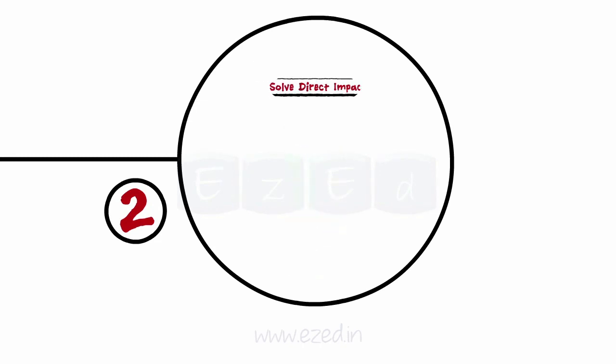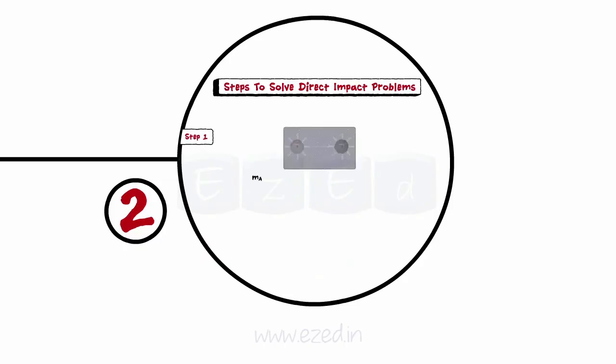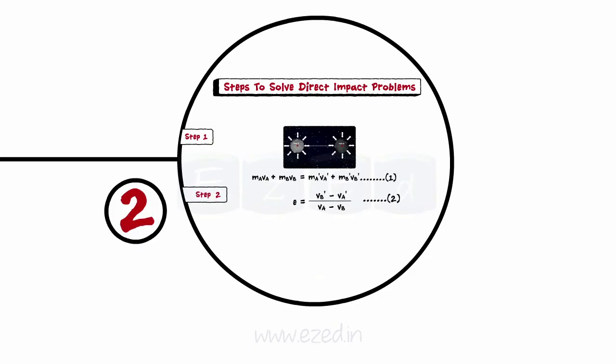And also we have seen steps to solve problems on direct central impact. Step 1. Use conservation of momentum equation. Step 2. Use coefficient of restitution equation. Step 3. Solving the two equations, we get the velocities after impact.